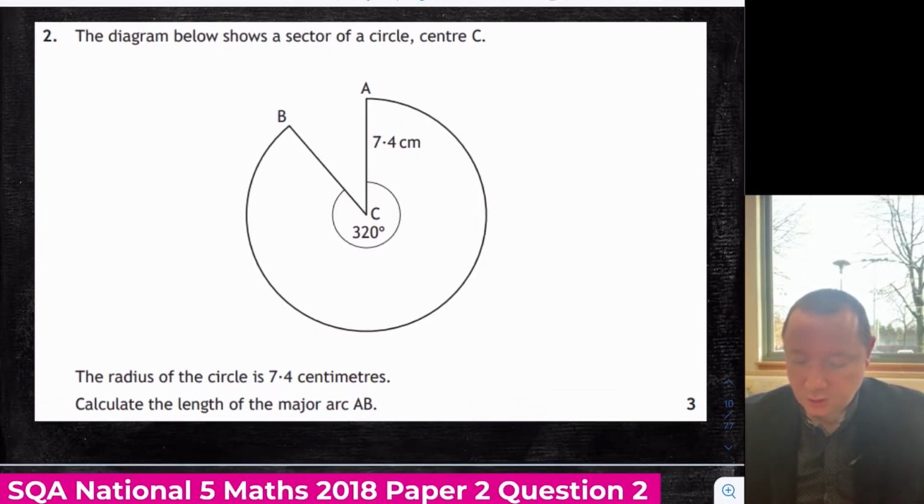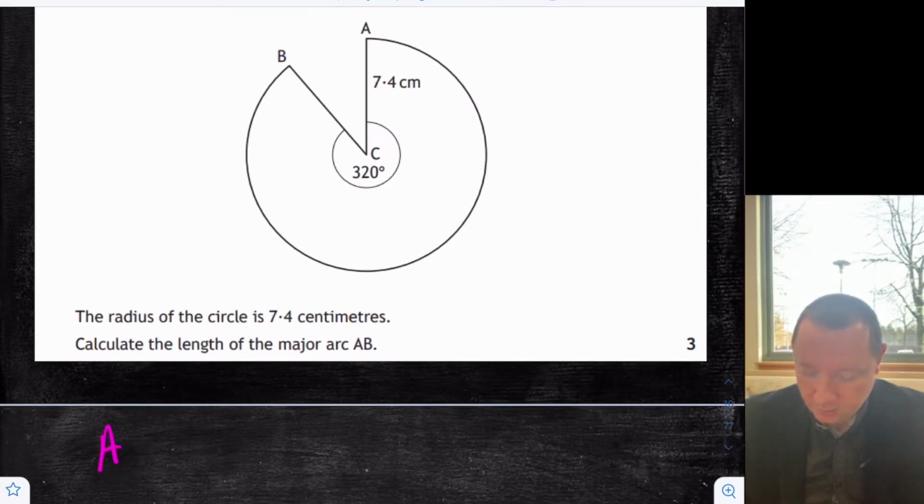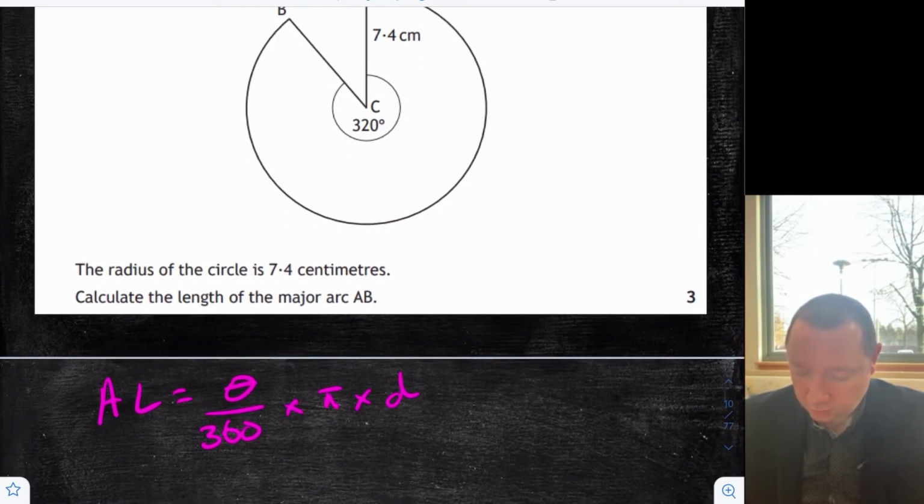The diagram below shows the sector of a circle, centre C. It shows the radius is 7.4, the angle is 320, and it asks us to calculate the length of the arc. So this is a straightforward one. We can just write down arc length equals angle over 360 times pi times diameter. Always write down your formula first.